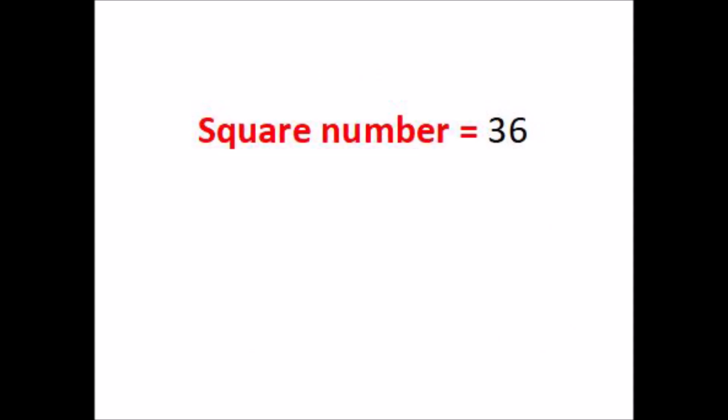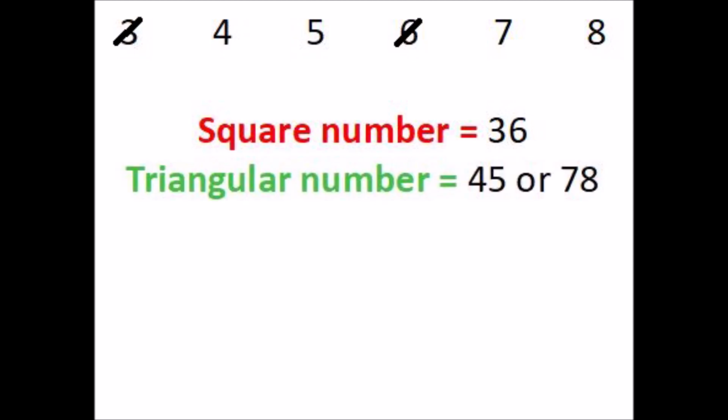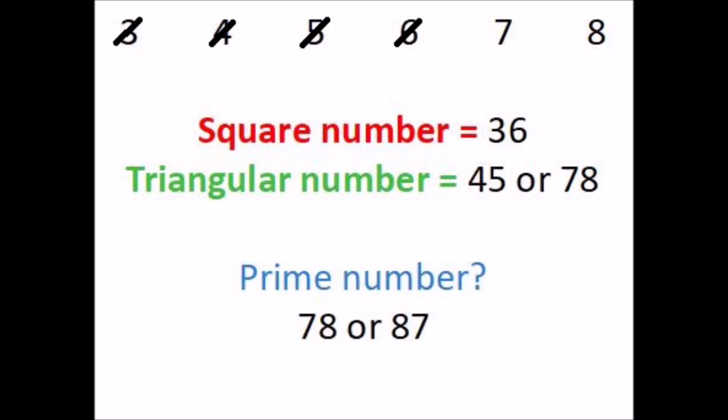So if we first assume that the square number is 36, then that means the triangular number has to be 45 or 78. If we assume that the triangular number is 45, then that means the prime number must be either 78 or 87, because we've only got the digits 8 and 7 left. And 78 can divide by 2 because it's an even number, and 87 can divide by 3 because if you add the digits 8 and 7 together you get 15, which is a multiple of 3.